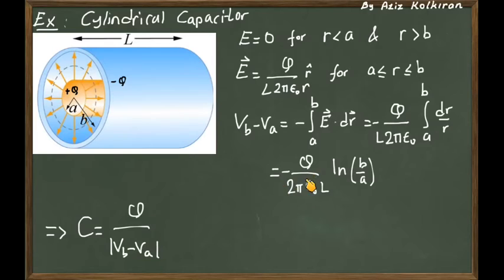So the potential difference is given in terms of the total charge Q, and this expression reduces to 2 pi epsilon 0 times L, divided by the natural logarithm of B divided by A. This is the capacitance of a cylindrical capacitor.